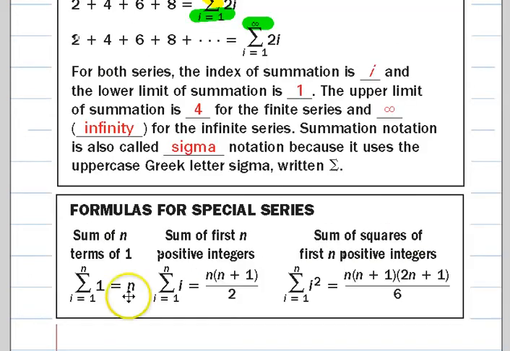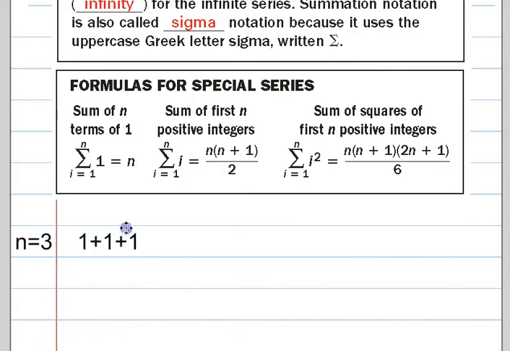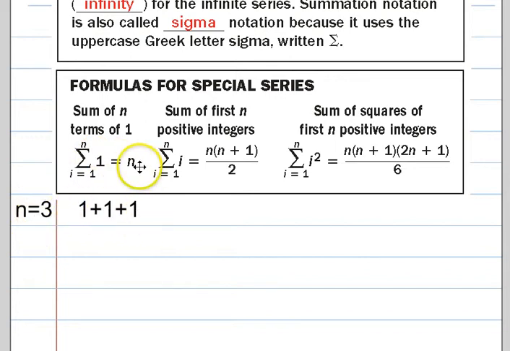Okay? So here we have some popular summation series, and I will list them. I'll do a couple of examples. So in this case, let's say if I were to map it out, if n is equal to 3, then I'm just going to take 1 and do 1 three times. And so the summation of that is going to be exactly whatever n is. 1 plus 1 plus 1 is 3.